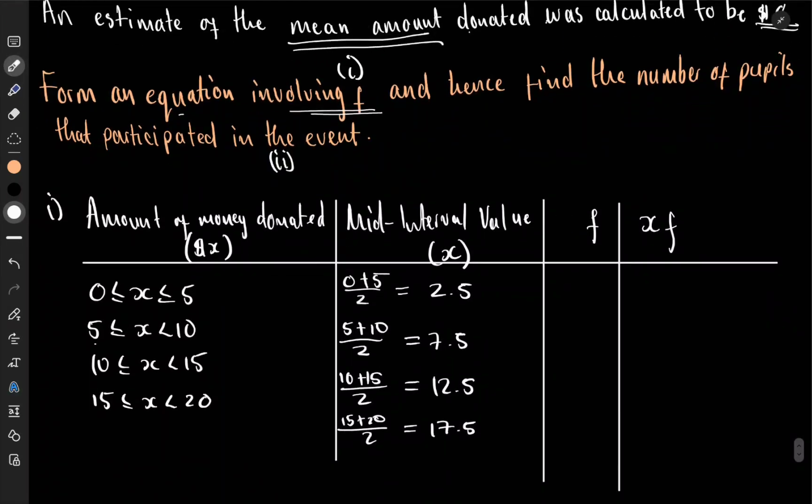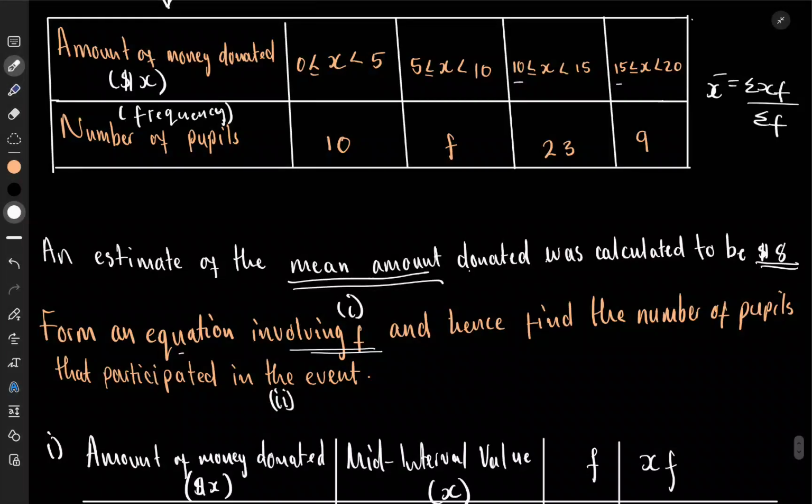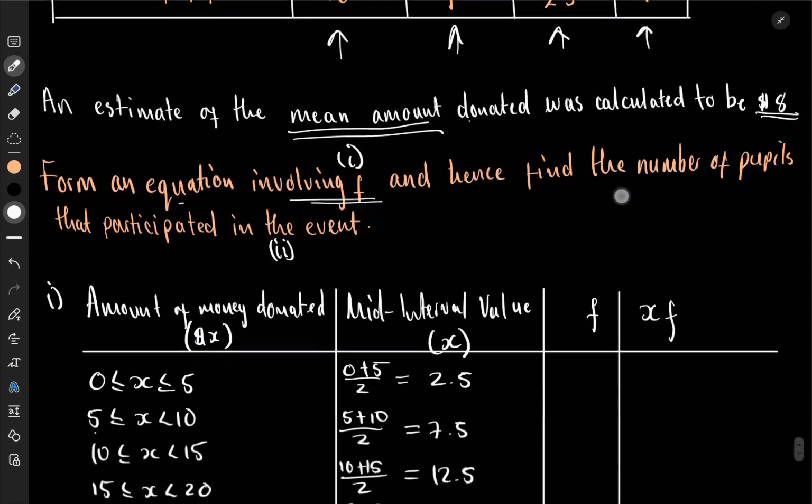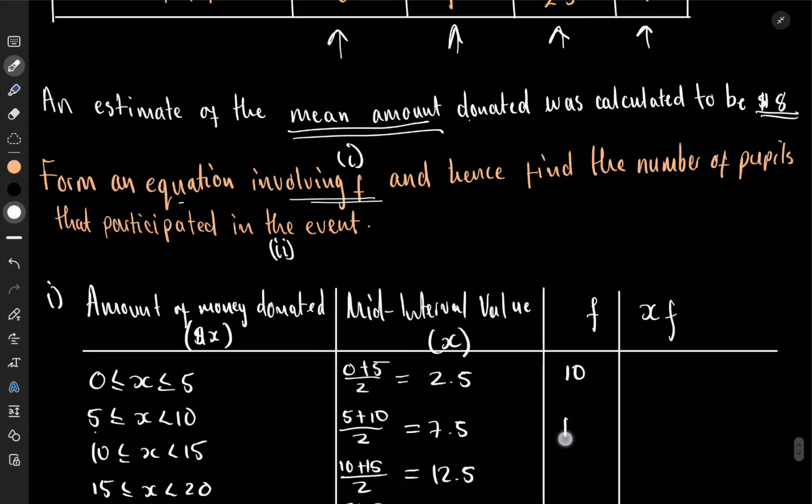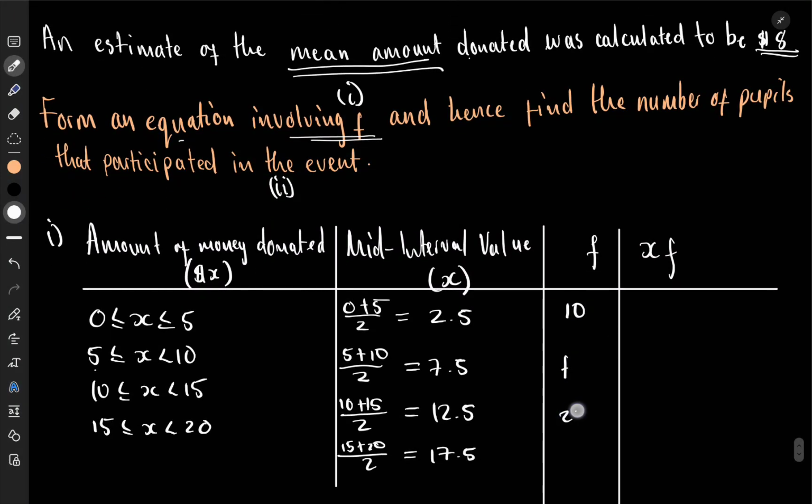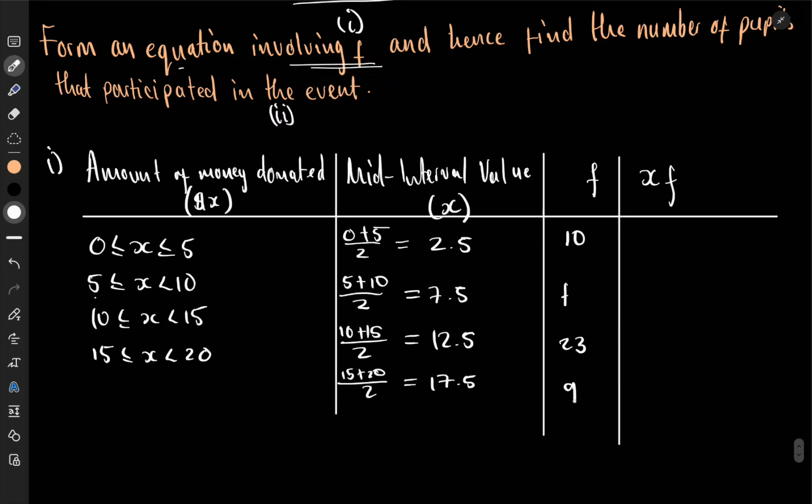What do we have as our frequencies? Frequencies we just take from the table. The first one is 10, second one is F, third one is 23, fourth one is 9. So I can have 10, F, 23, and 9. Then now I can have my XF, right?